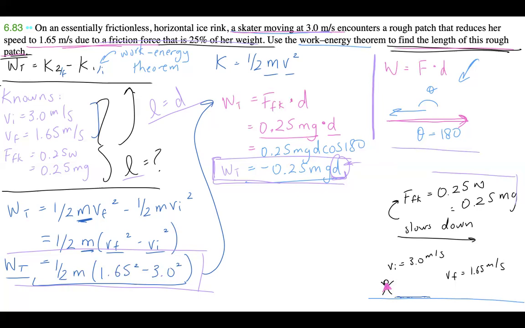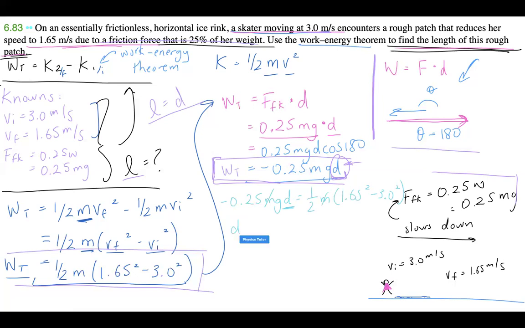So now minus 0.25 mgd is equal to half of m times 1.65 squared minus 3.0 squared, right? All right, so we want to solve for d. So let's isolate for d and also simplify this equation. Right off the bat, we notice that we can just cancel out these two m's, right? And let's isolate for d.